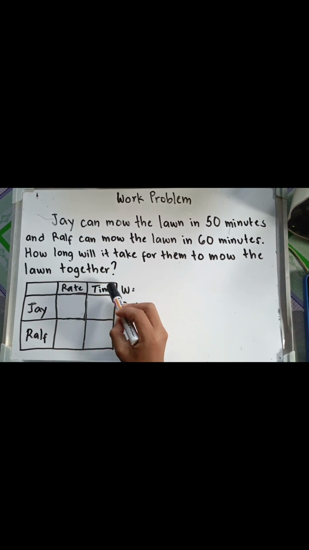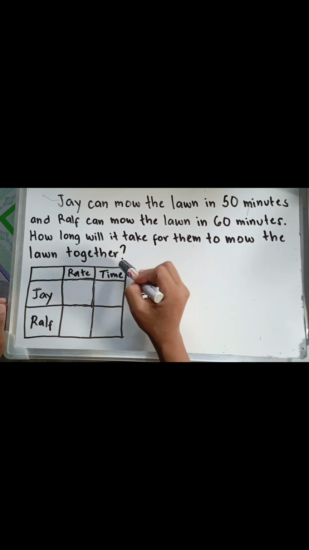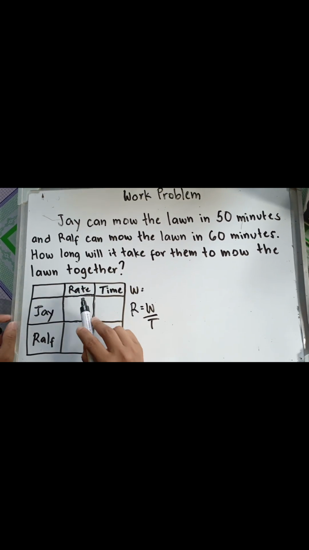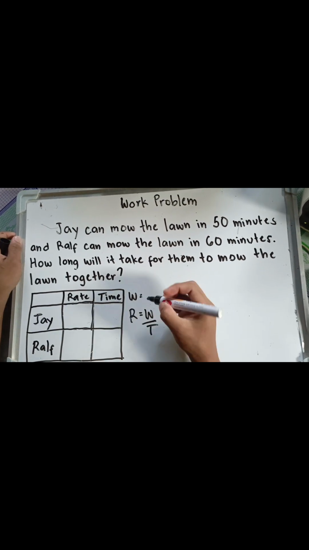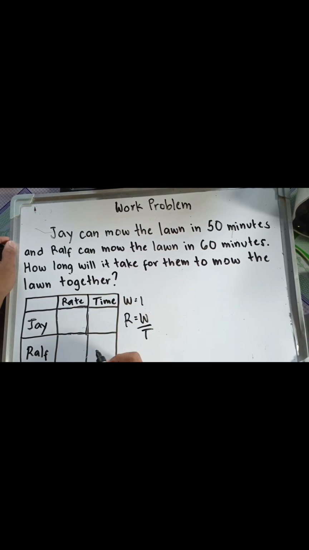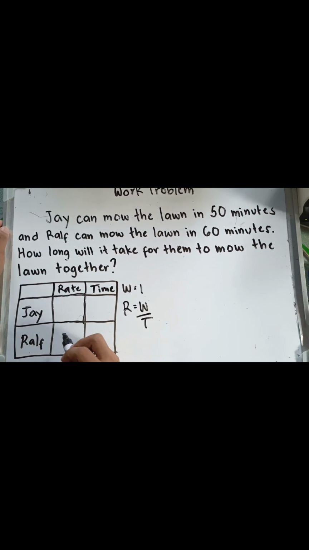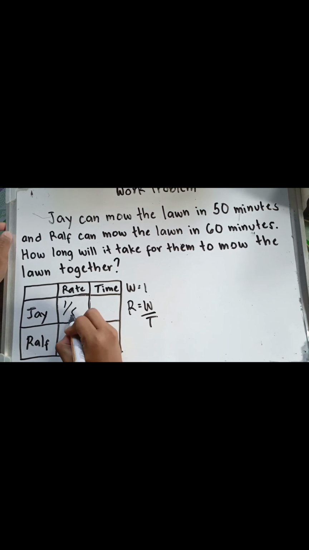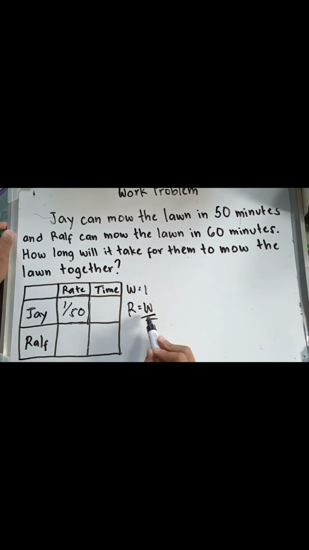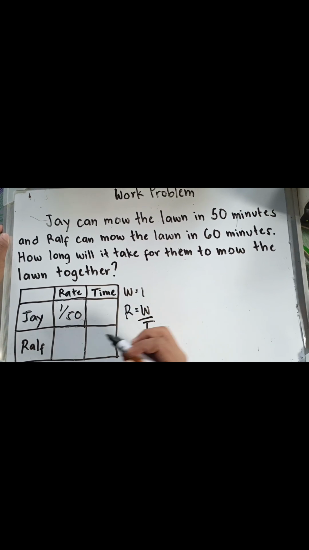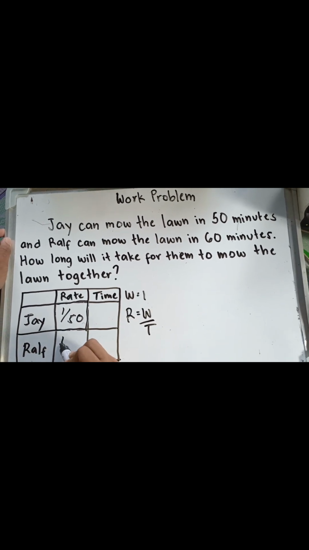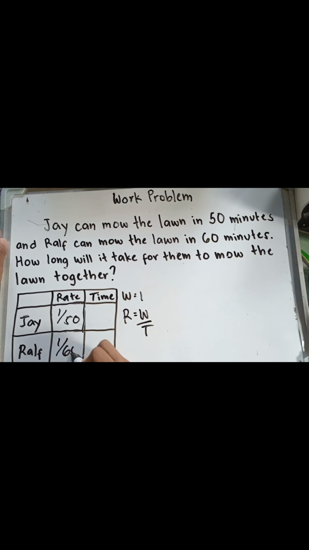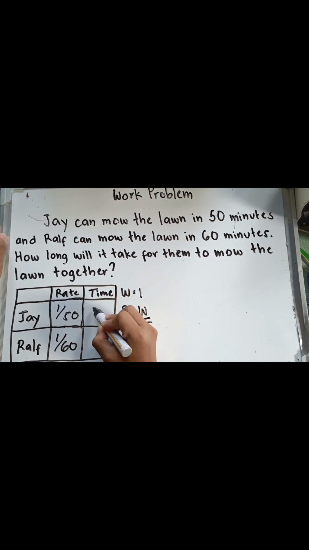So first, we should make a table that indicates the rate, time, and the work done if they work together. So the work done of Jay is 1 over 50, since this is our formula, work over time, and Ralph can work alone in 60 minutes, and we don't know the time yet.